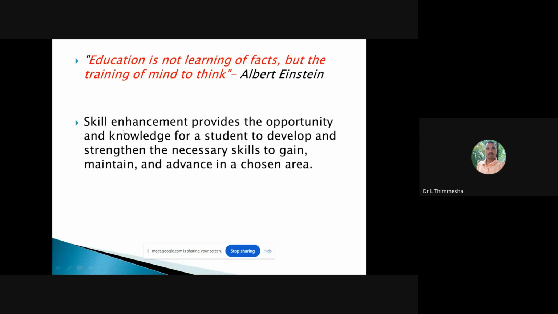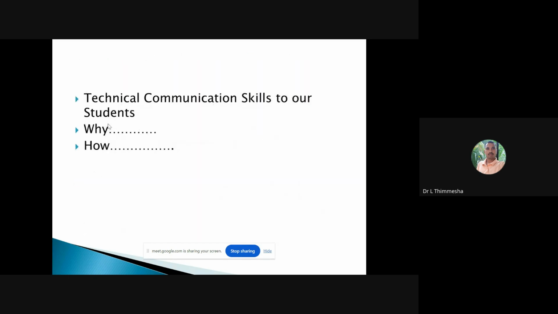Communication skills, particularly technical communication skills, provide the opportunity and knowledge for a student to develop and strengthen the necessary skills to gain and maintain, and also to become advanced in, a chosen area. But for the majority, we are not giving the platform, the scope, or the chances. And see, the tendency we need to check.